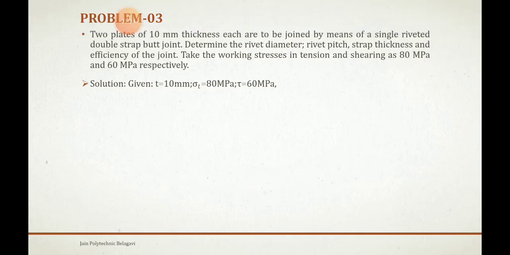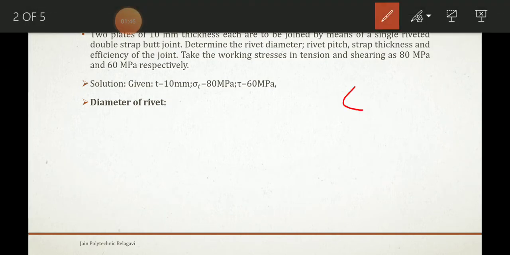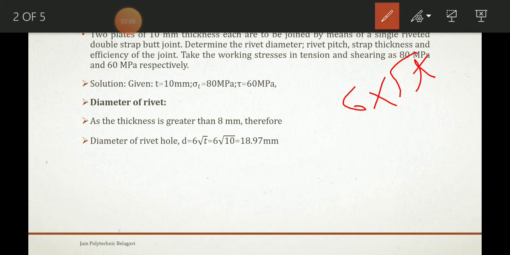Now first you have to find out the diameter of the rivet, and the formula for that is D equal to 6 into root T. This is the formula to calculate the diameter of the rivet when the thickness is greater than 8. So D equal to 6 root T, where T is the thickness, 10. So find that: 18.97 is the diameter of the rivet hole.